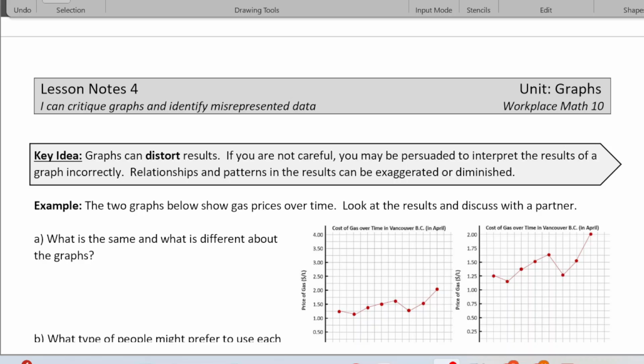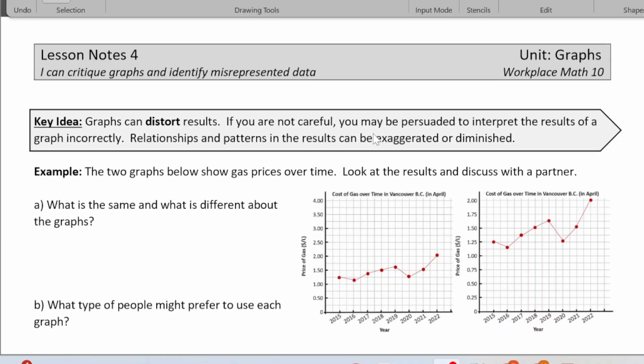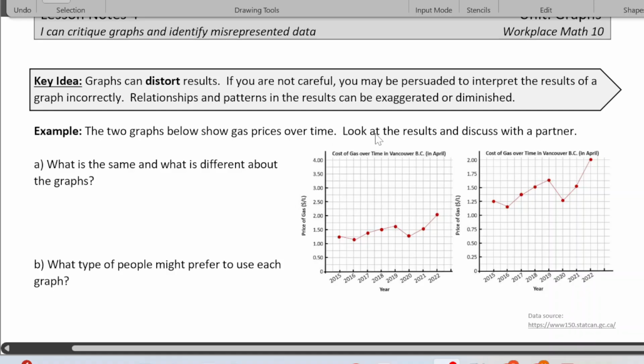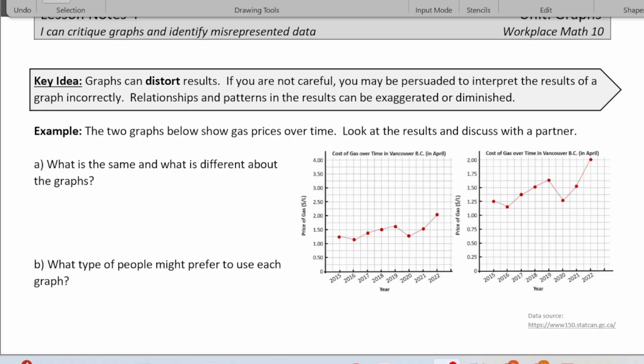So we're going to look at some ways that the creator of the graph can maybe distort the results and make them look a certain way just by changing how they make the graph. So it's not that they're graphing the data points incorrectly, it's just that they're using some strategies to distort the results. So let's look at the first example here with trends over time.